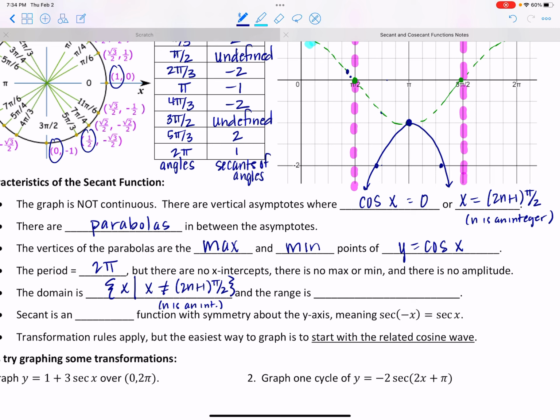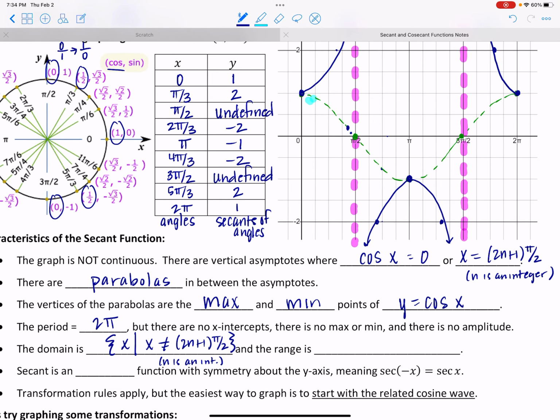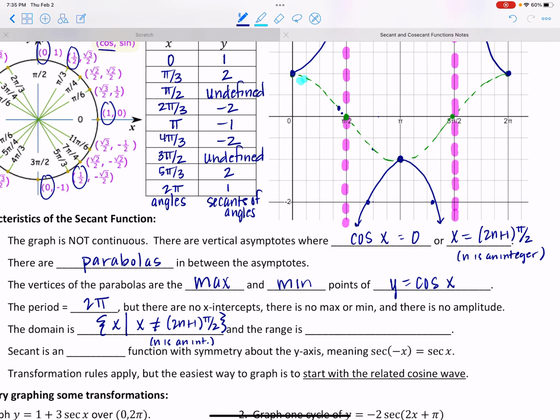And then let's look at the range. The range for cosine was everything between -1 and 1. The range for secant is everything outside of -1 and 1. So the parabolas go up from 1 and down from -1. So the range here, which we can do easily in interval notation, would be everything from negative infinity up to -1, united with everything from 1 to infinity. But we have a gap in between -1 and 1 where the cosine is. There's no secant function in there.